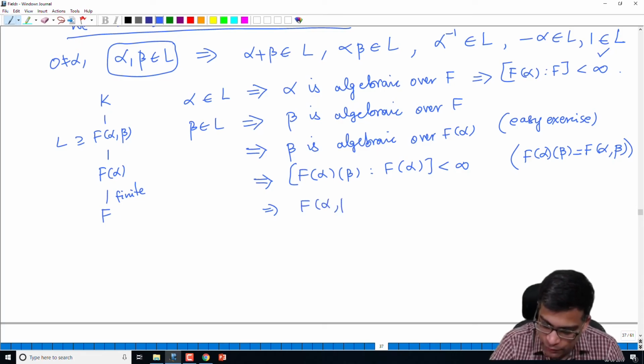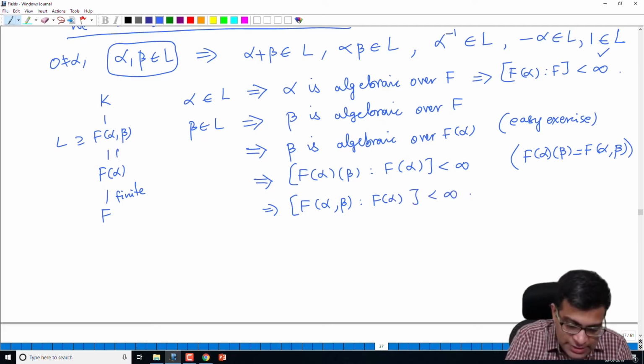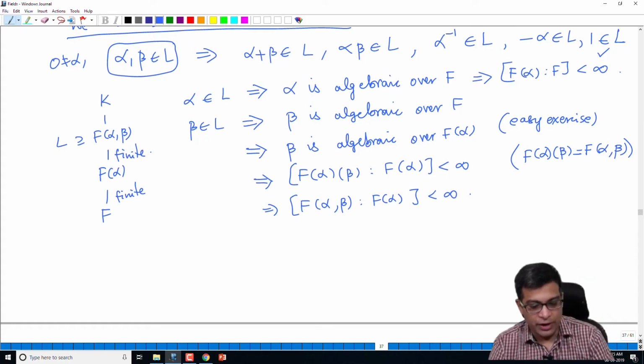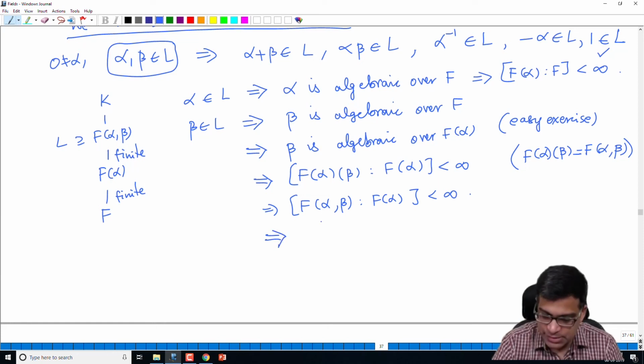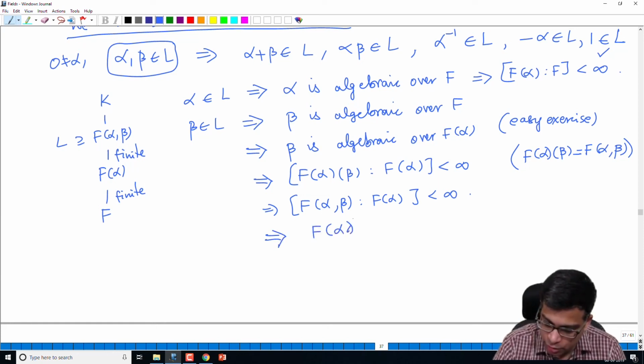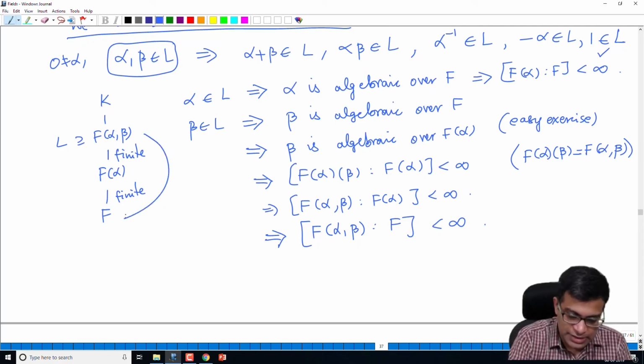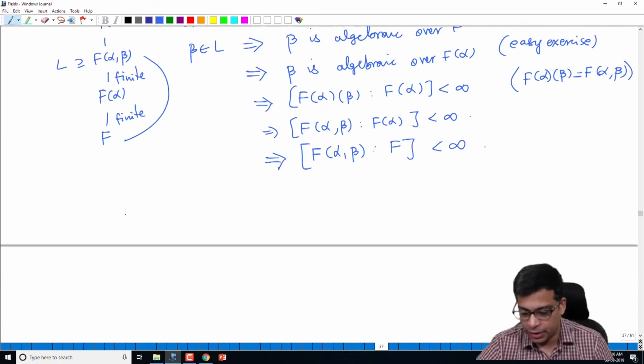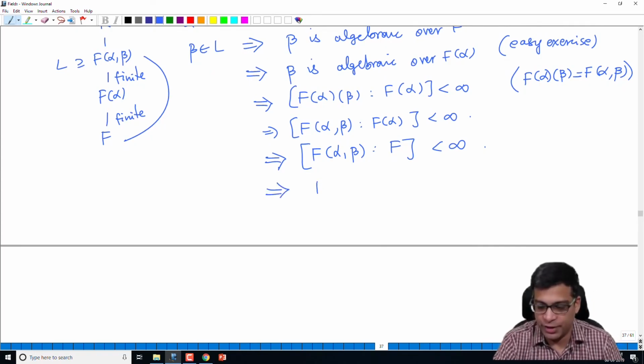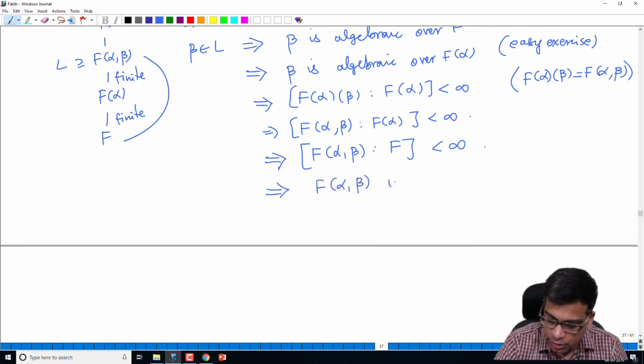So that means [F(alpha, beta) : F(alpha)] is finite, because alpha is algebraic. So F(alpha, beta) over F(alpha) is finite, and F(alpha) over F is finite. That means by the product rule for degrees, F(alpha, beta) over F is finite, because this is just the product. So this is finite. That means by the first proposition that we did, F(alpha, beta) is algebraic over F.